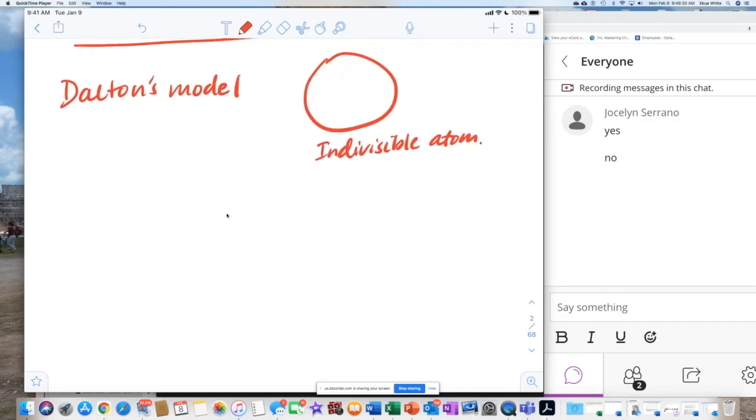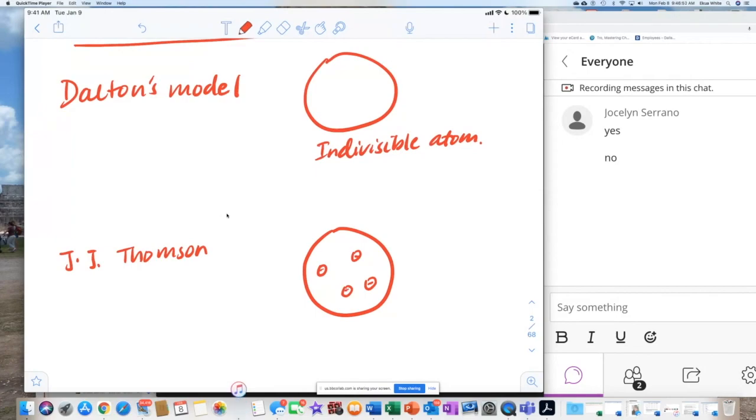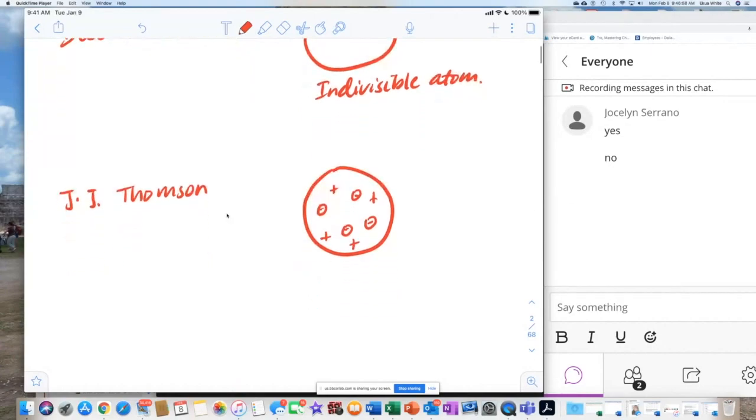And then we had J.J. Thomson. And his idea was the atom was round, but it had electrons dispersed throughout. And these electrons were negatively charged. The core of the atom was positive. So the overall atom was neutral, and this is called the plum pudding model.